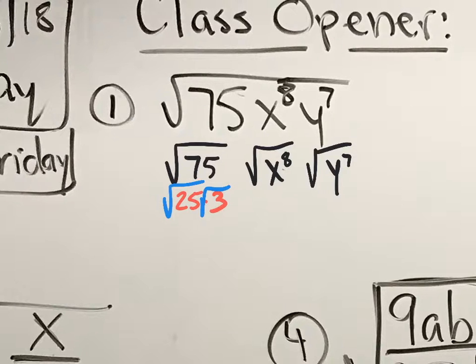So we're going to split the root, and the square root of 25 is 5, and we have the square root of 3 that comes down. Now remember, we are multiplying between the 5 and the square root of 3. That is part of our answer. Let's move on to the next one, the square root of x to the 8th.